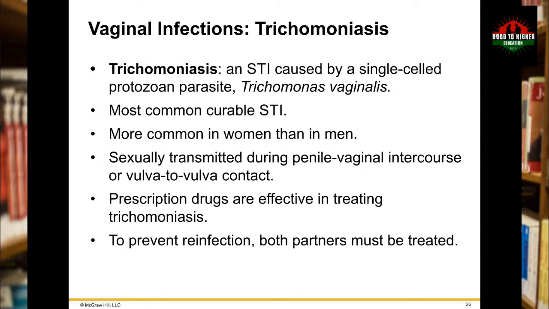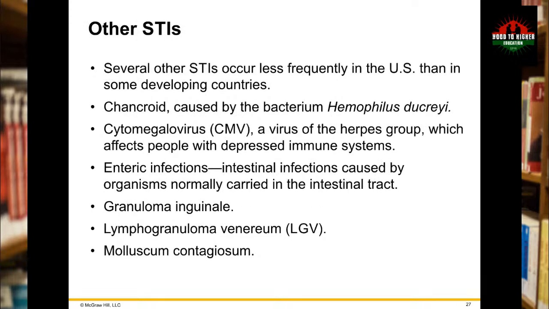Trichomoniasis is an STI caused by a single cell protozoan parasite, Trichomonas vaginalis, the most common curable STI, more common in women than men, sexually transmitted during penile vaginal intercourse or vulva to vulva contact. Prescription drugs are effective in treating trichomoniasis, commonly referred to as trich. To prevent reinfection, both partners must be treated.